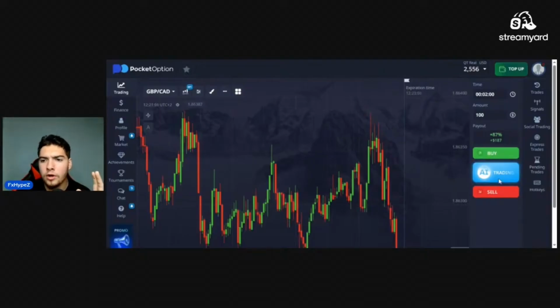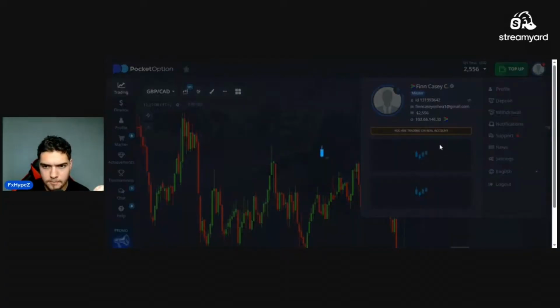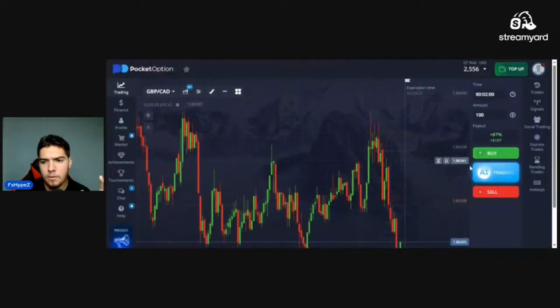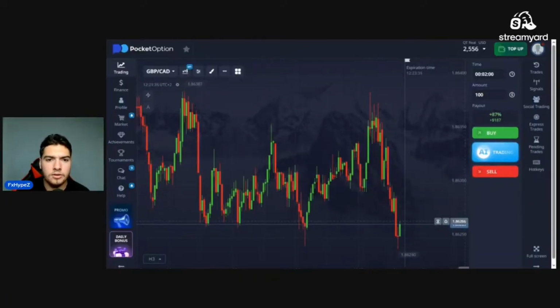How the AI works is, unfortunately, I'm not going to click on AI trading right this moment, but if you go to your settings and you go to trading mode, which is right here, you'll see you have 2 different types of trading modes. You have the classic mode and the AI mode. We've selected the AI mode. And obviously, all you do is simply click on AI trading, and the AI will open a buy or a sell with a selected trade duration. The trade duration is random. It obviously uses some sort of code and algorithm to determine whether to buy or sell with a selected trade duration.